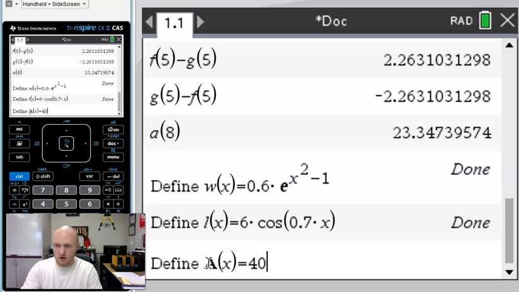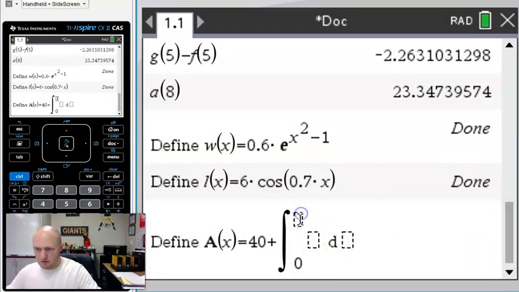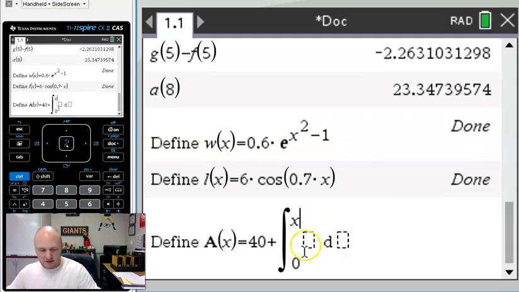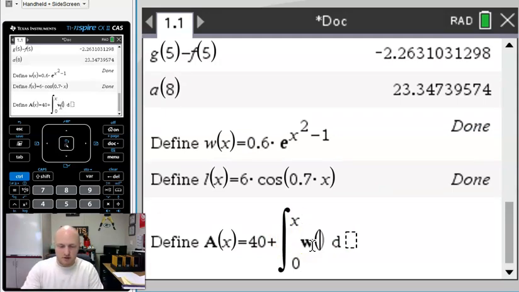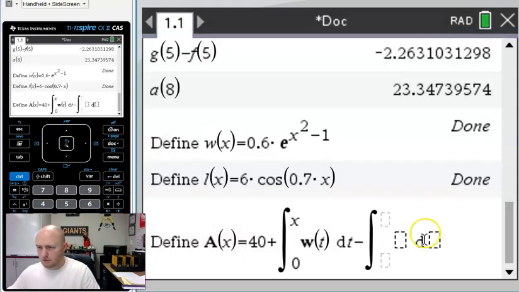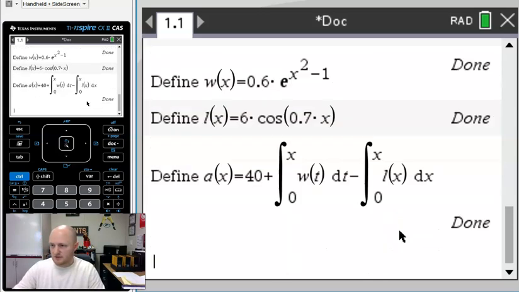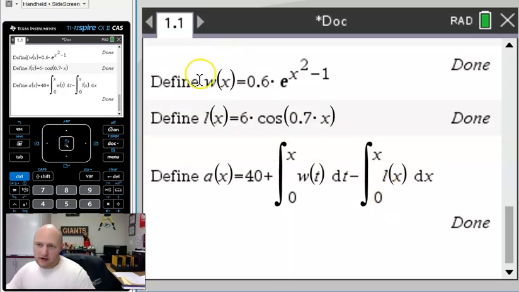is equal to 40 plus the integral from 0 to x of W of t dt minus the integral from 0 to x of L of x dx. Enter. Done. Okay, so I have my rate in, my rate out, and then my total amount already defined.